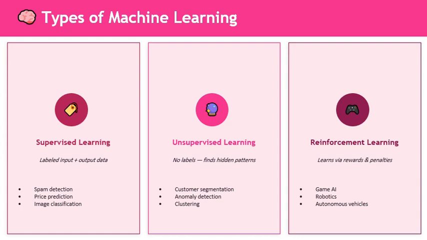And lastly, we have reinforcement learning. The model learns through rewards and penalties. It improves its decisions over time based on feedback. Applications include robotics, game AI, autonomous vehicles.